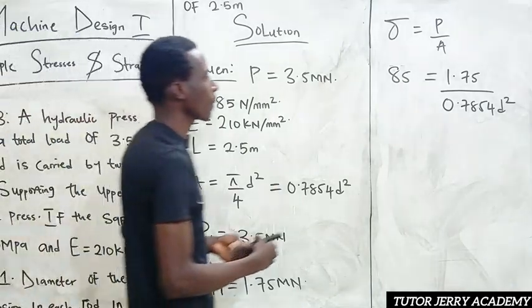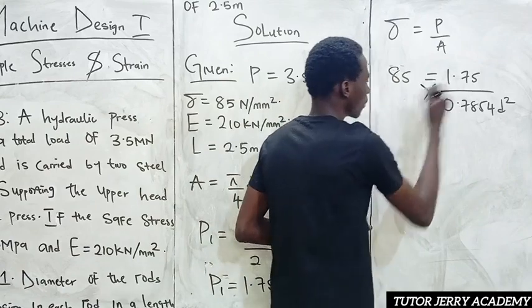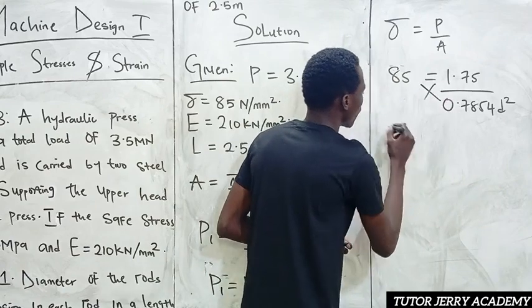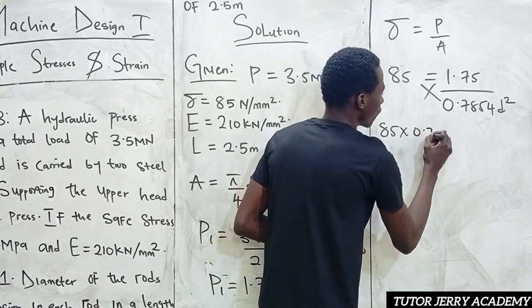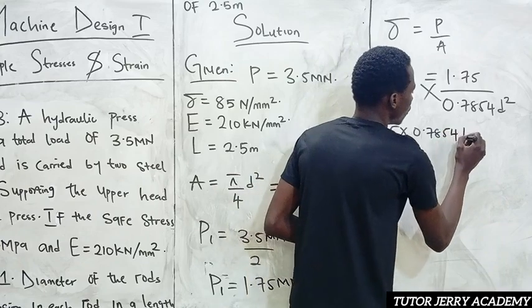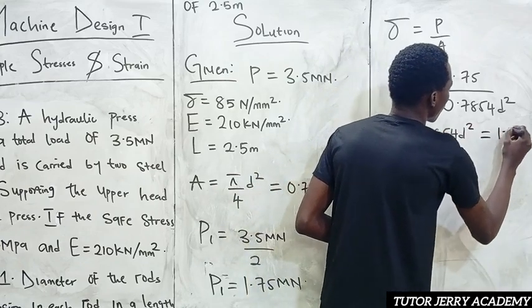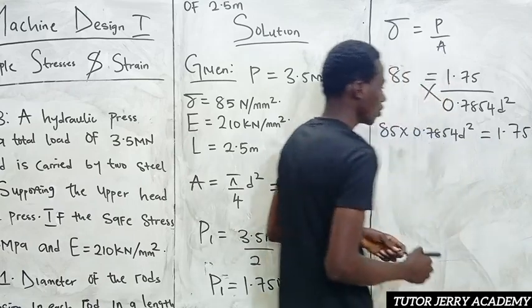So let's do that. We are going to be first cross multiplying. If we cross multiply, we are going to be having 85 multiplied by 0.7854 d squared. This will be equal to 1.75. So this is what we have.